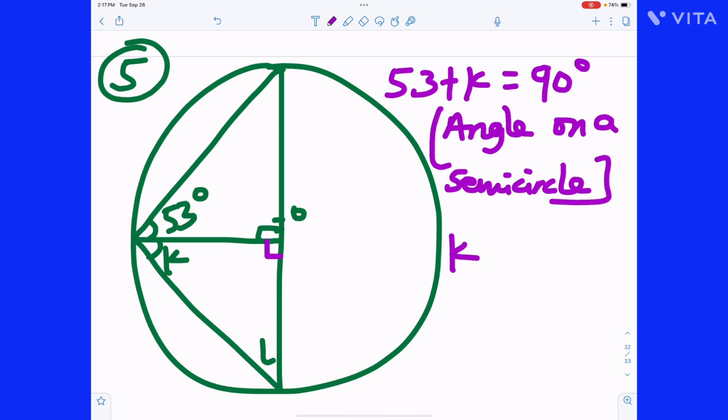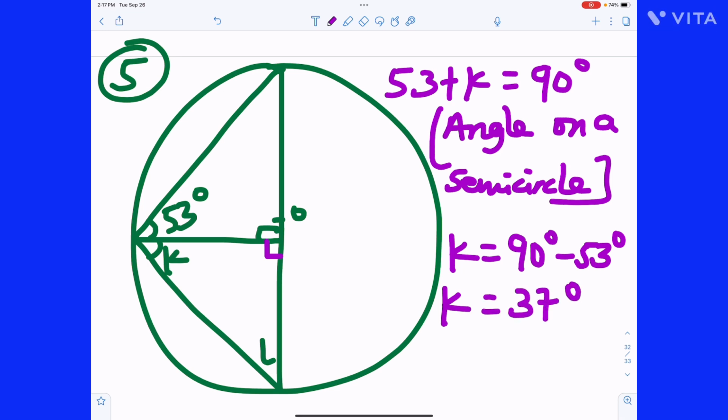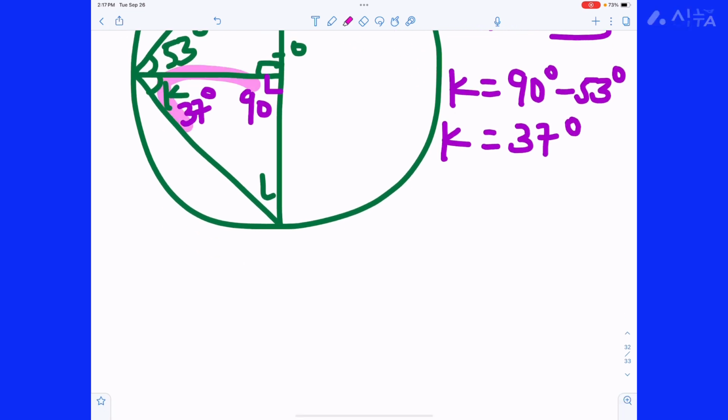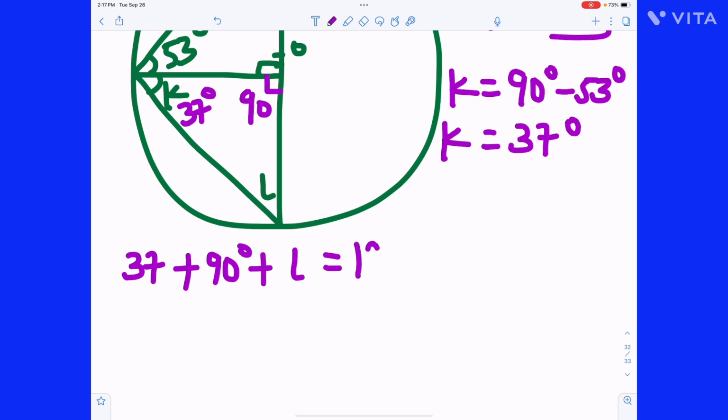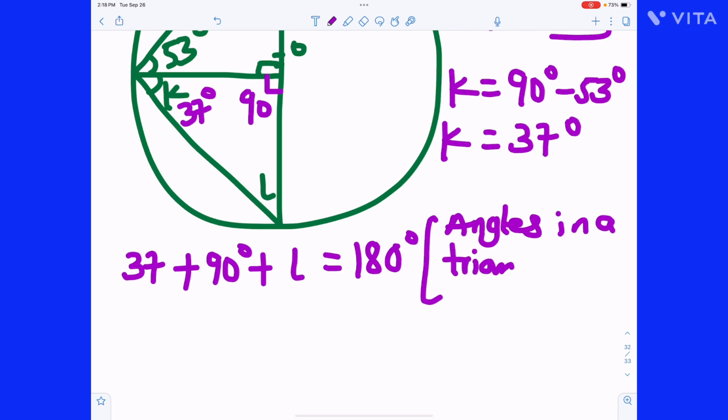So what do we get? K is equal to 90 minus 53. K is equal to what? 37 degrees. Now, after getting L, this is another 90. So if this is 37, 37 plus 90 plus L, these three angles put together must give me 180. So I'll say 37 plus 90 plus L should give me 180 degrees. Angles, what's the reason for that? Angles in a what? Triangle. Angles in a triangle.